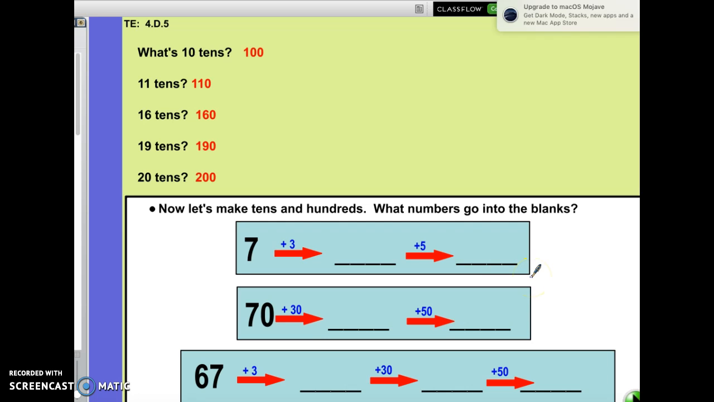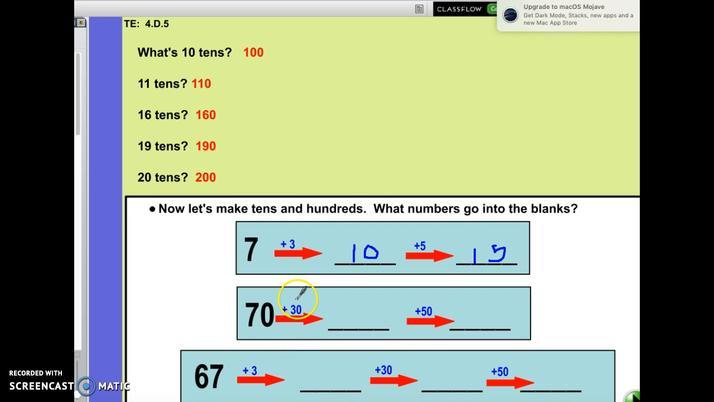Okay, let's solve this. What is 7 plus 3? 10, exactly. So we would write 10 here on the blank. And then what is 10 plus 5? 15. You just solved this problem. 7 plus 3 plus 5 equals 15. Great job. Okay, we're going to do this next one. So erase and let's go on.